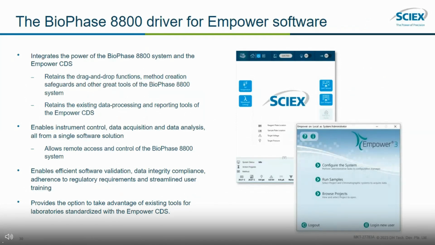So by combining the BioPhase 8800 with Empower software, we're able to do a lot. We can access the CE applications and capabilities of the BioPhase and also take advantage of Empower's familiar data analysis, data management, and reporting features. This enables a really efficient software validation strategy and reduces complexity regarding data integrity compliance and creates, in the end, more streamlined user training or onboarding for CE applications in labs already familiar with Empower. The key thing here is that users can use already in-place analysis tools for high resolution and high throughput CE work.